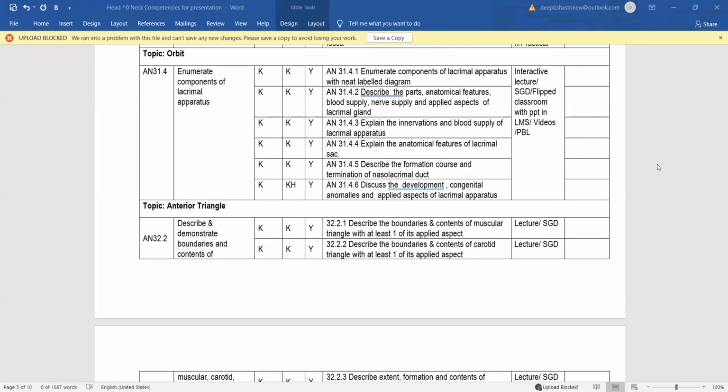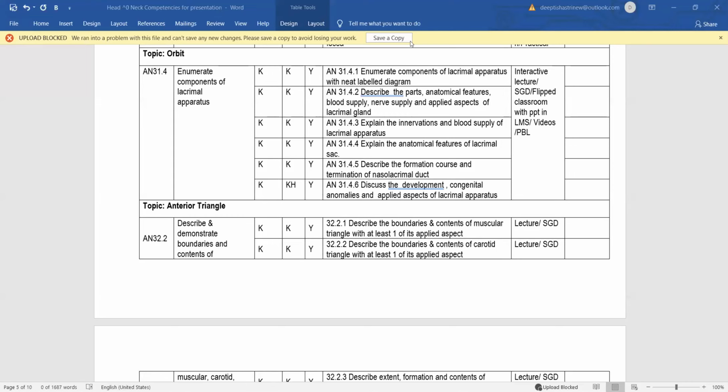But in the MCI document, it is given enumerate the parts of the lacrimal apparatus, but the domain is K, while the proficiency is given as KH. So that is why I believe the document is a live document, a living document, and we can make changes. It's not written in stone. I still feel that way.